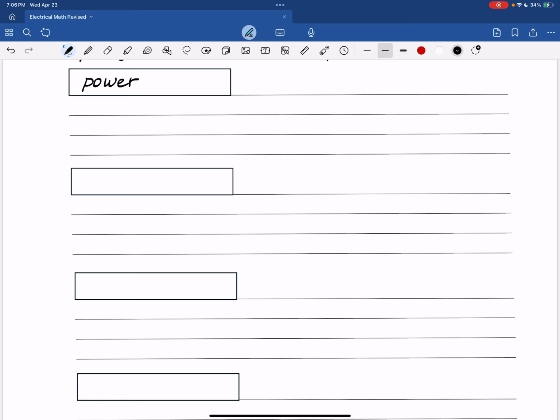Now, this is not electrical power. This is a mathematical power. Power is the value obtained by raising a base to an exponent.